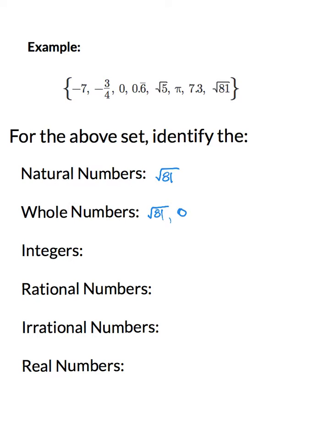So let's move on to the integers. Same thing, I want to keep all of my previous numbers. So square root of 81 is 9. 9 is an integer. 0 is an integer. And now, do we have anything else that we can include? Well, we can include negative 7. Negative 7 is the opposite of 7, which is a natural number, and therefore it is an integer.